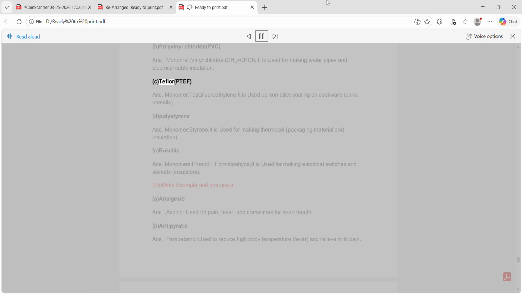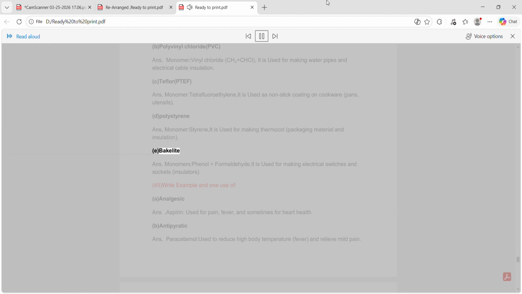C. Teflon, PTFE. Answer: The monomer is tetrafluoroethylene. It is used as non-stick coating on cookware, pans, utensils. D. Polystyrene. Answer: The monomer is styrene. It is used for making thermocol, packaging material, and insulation.